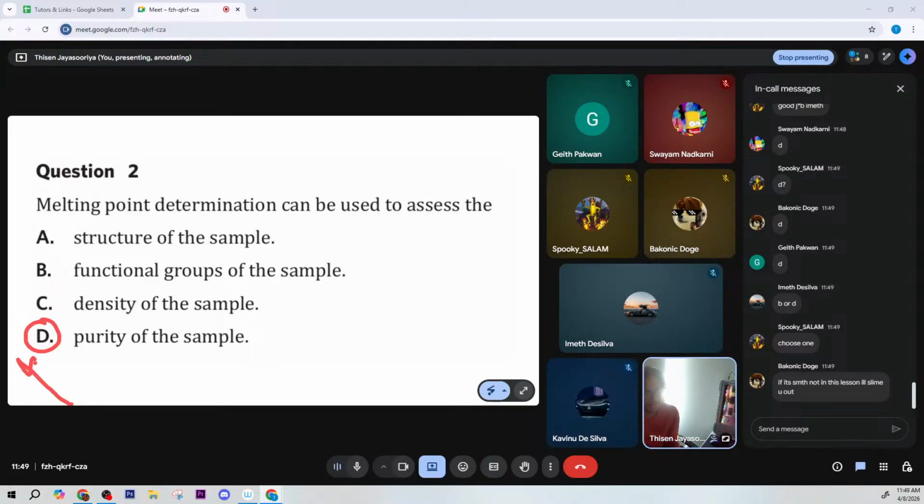So here, the melting point test. We haven't talked about any sort of functional groups here. This is a purely physical change based test. It's not talking about the structure of the sample. We can't determine the structure of the sample. And it's not talking about the density of the sample. We've never even spoken about that. It's purely about the purity.